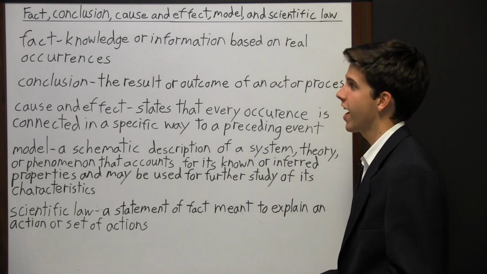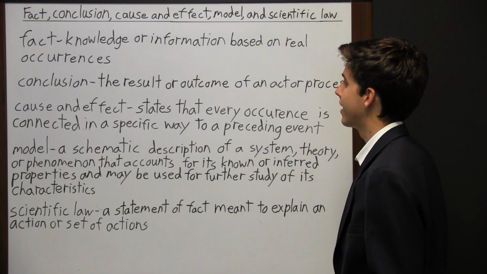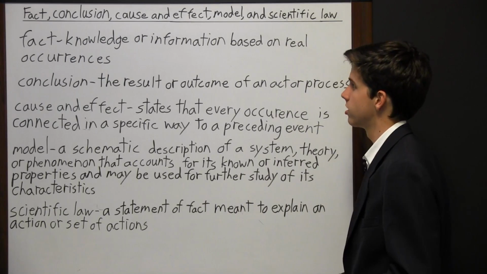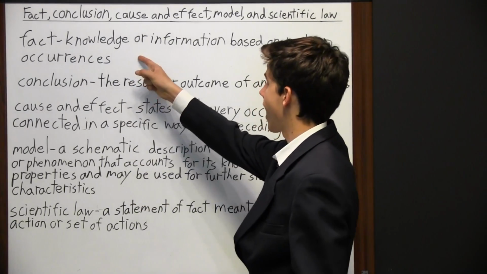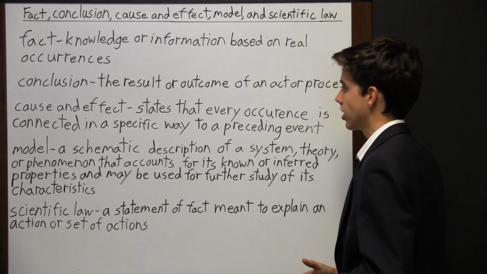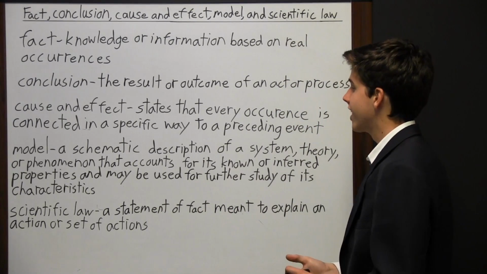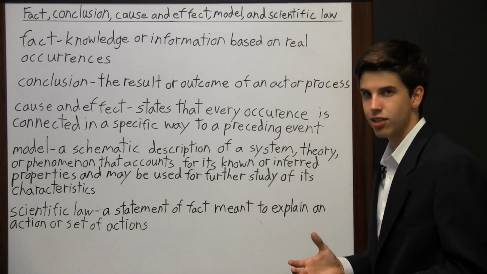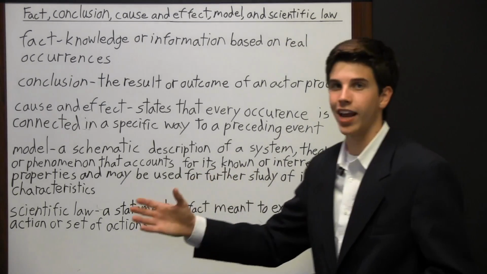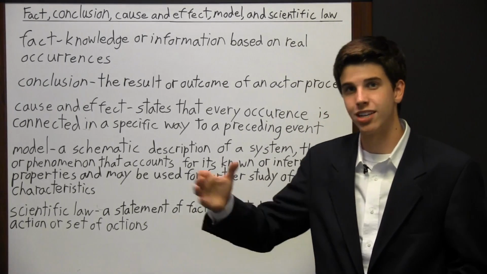So starting off, a fact is knowledge or information based on real occurrences. And so you could probably already formulate a definition for fact. Now, when we come to conclusion, it's a little bit different than what you might be thinking. It's the result or outcome of an act or process. So in science, we say a conclusion is when one thing happens, it's what occurs because of that first thing that happened.